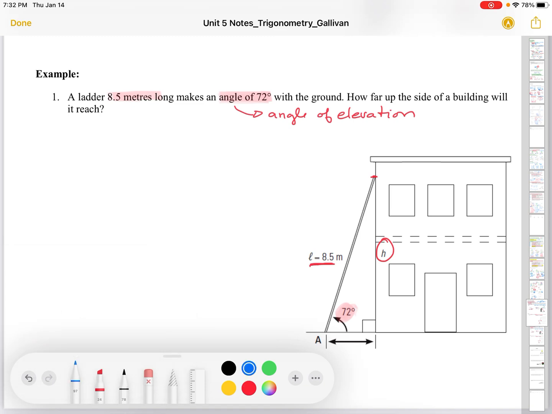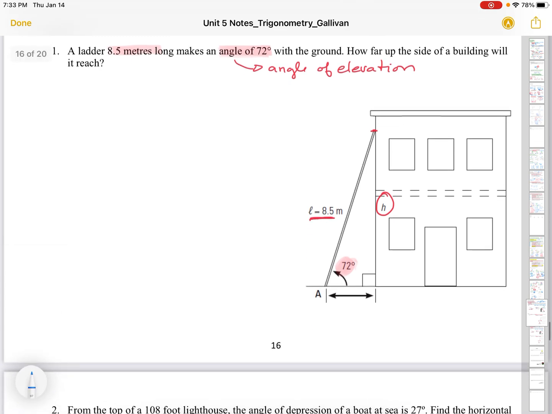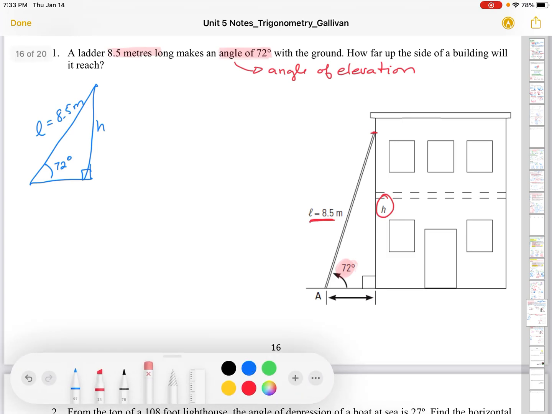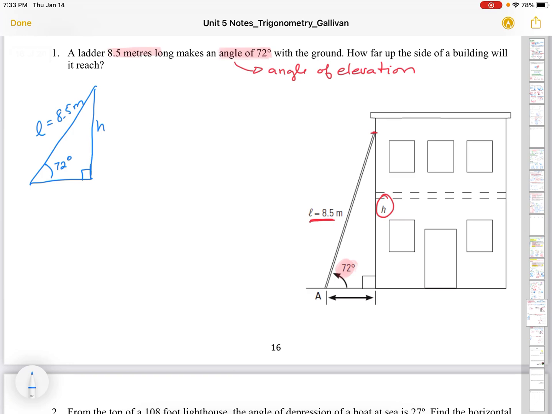Now, this is just a triangle, okay? So try not to be confused by the picture of the ladder and the building. Just look at it as a triangle. And if it helps you to draw it without the building, just as a free diagram, so I draw my triangle like so. I've got my right angle. This is H. This length is 8.5 meters. And I know that this is 72 degrees. Okay? So you're welcome to draw this picture without any of the building. When you do that, it just looks like a triangle.